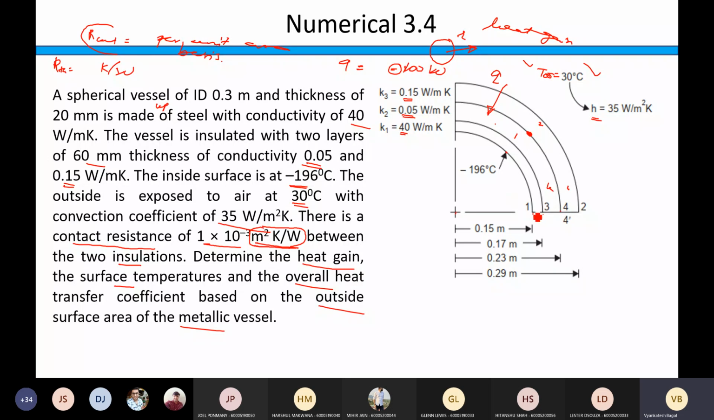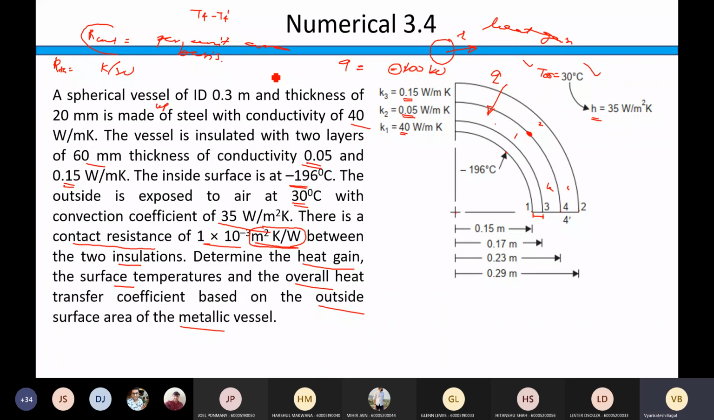So let us say this is T1, this is T2, then T3 is the interface temperature, then T4 is again the interface temperature, and 4 dash will give you the temperature considering this contact resistance. So there will be a drop in temperature at contact. That temperature drop will be this T4 minus T4 dash. Is it clear?